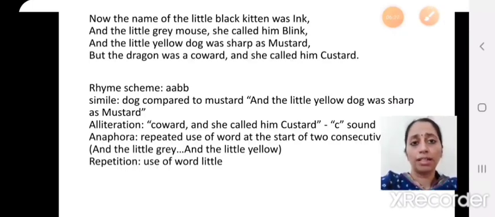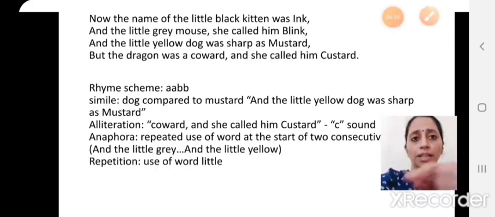Okay, next is alliteration. Now, what's alliteration? When the sound of the first alphabet is repeated. Okay, but the dragon was a coward and she called him custard. The sound of C is repeated. Custard, coward. Okay, the sound of C is repeated. That makes it alliteration.